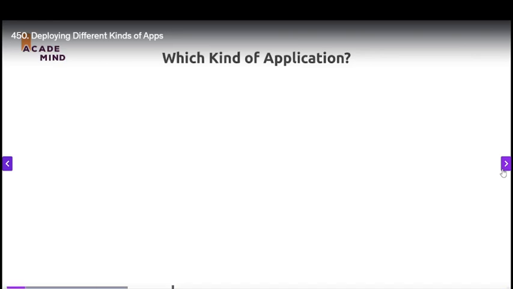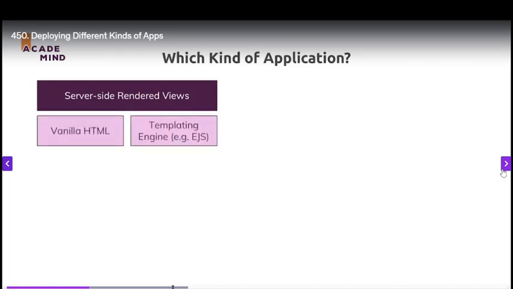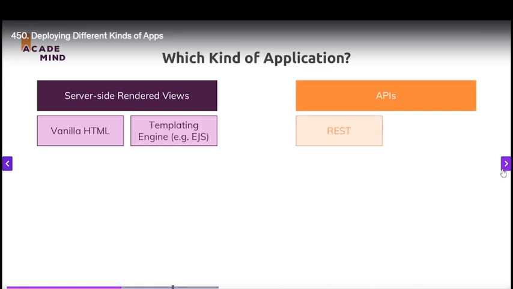Now, obviously, in this course, we built a couple of different applications. To be precise, we built an application with server-side rendered views, and that includes the possibility to return just HTML pages, or as we did it, to use a templating engine like EJS. And obviously we built two APIs. We built a REST API and a GraphQL API. Now, how do we deploy these two types of applications, one with views and one without views?